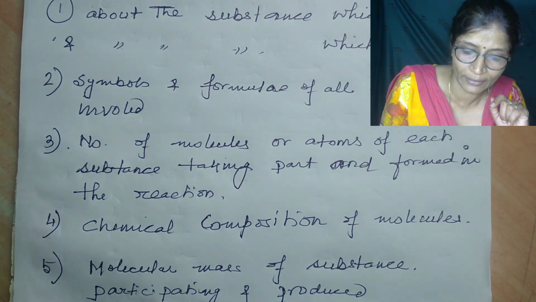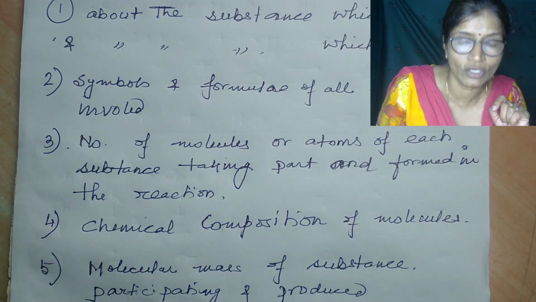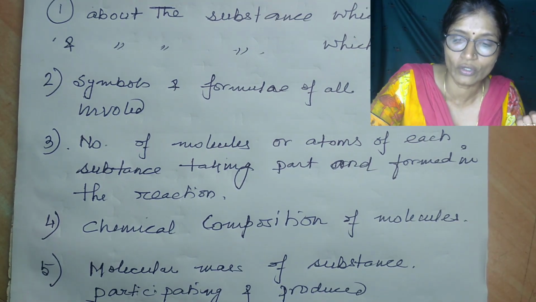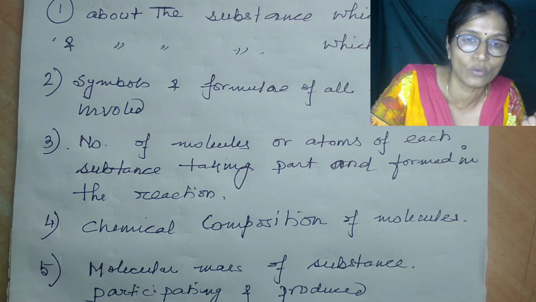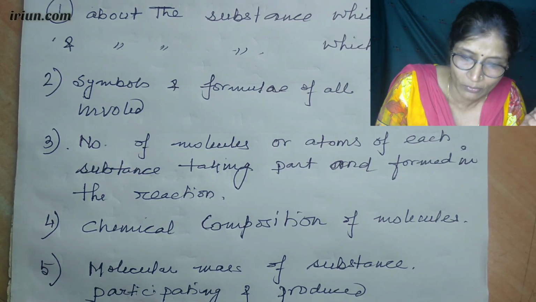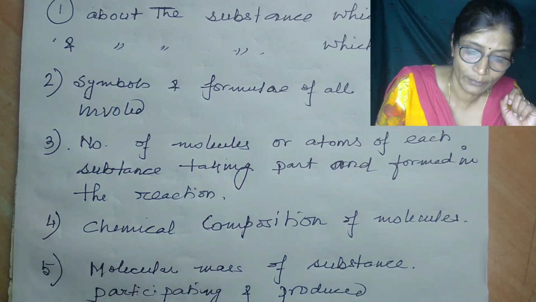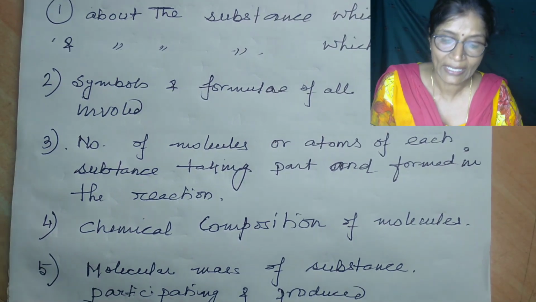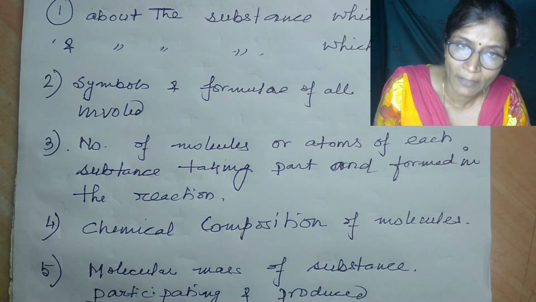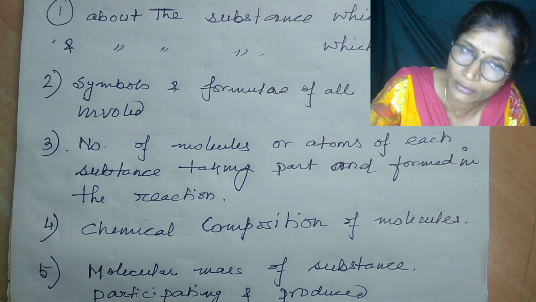For example, here I can know the formula for one molecule of sodium hydroxide is NaOH and for sulfuric acid is H2SO4. In the same way, I know that Na2SO4 is the formula for sodium sulfate and H2O is the formula for water. So we can know about the symbol and the formula of all the substances involved in this reaction. Next is that we can know about the number of atoms or molecules of each substance which are taking part in the reaction and the number of atoms or molecules of the substance which are formed during the reaction.